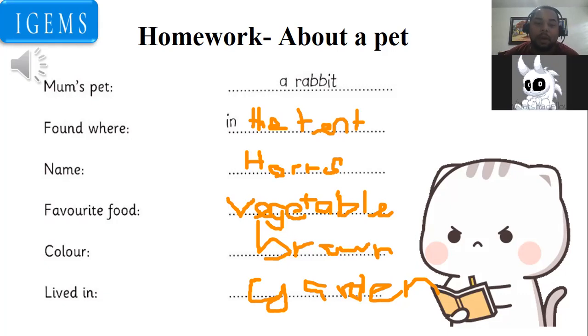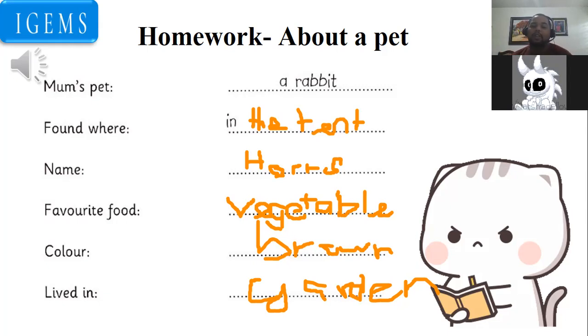What was mom's pet? A rabbit. A rabbit, that's right. And they found this rabbit where? They found them in the duck tent when they were camping. Okay. And what is the name? Its name is Horace. Oh, wow.